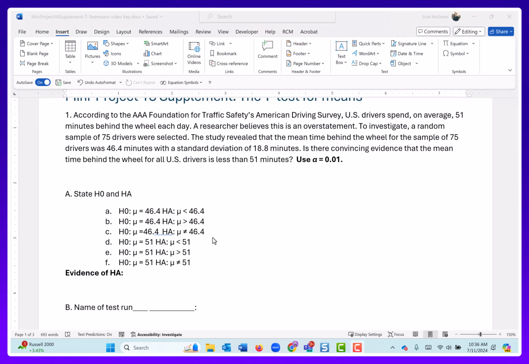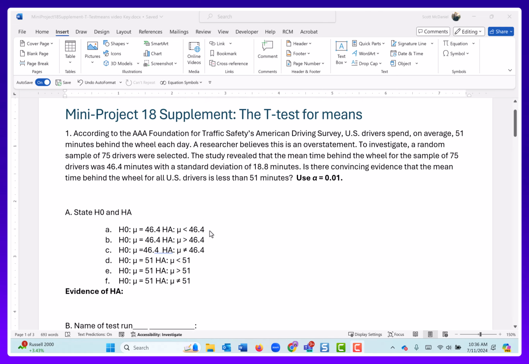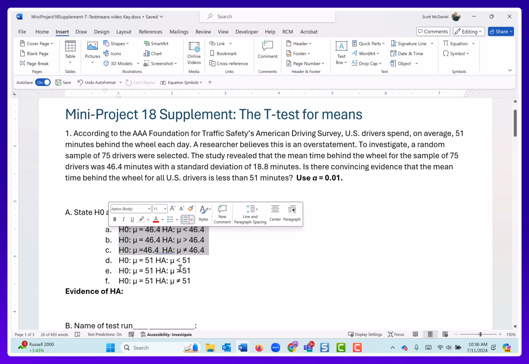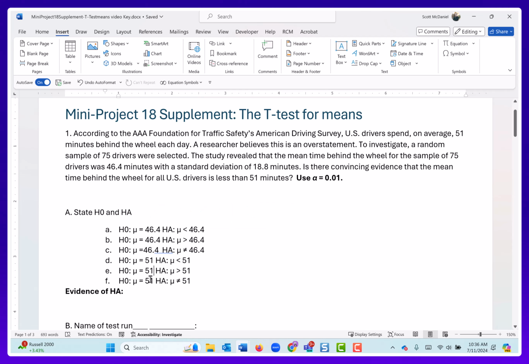Okay, so first off, we're going to state H0 and HA. Now remember, just like with proportions, the H0 is always the equality, and it's always about the population mean. So here, we know it's not going to contain this sample mean of 46.4. So I can automatically eliminate A through C. It has nothing to do with the sample mean. It's all about that population mean. So all these are equal to 51, so we're good with H0.